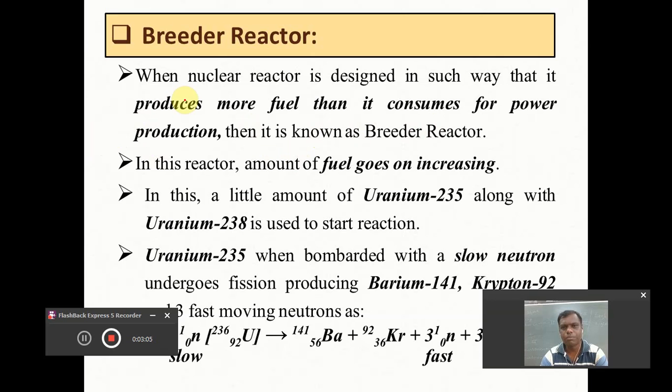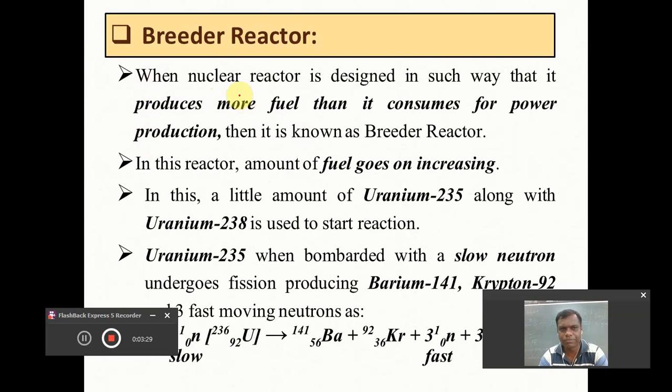And if you discuss the efficiency of this power reactor, it will not be more than 100%. It will be less. Whatever amount of nuclear fuel is provided, we are not getting the exact amount of nuclear energy. So this is the important thing.